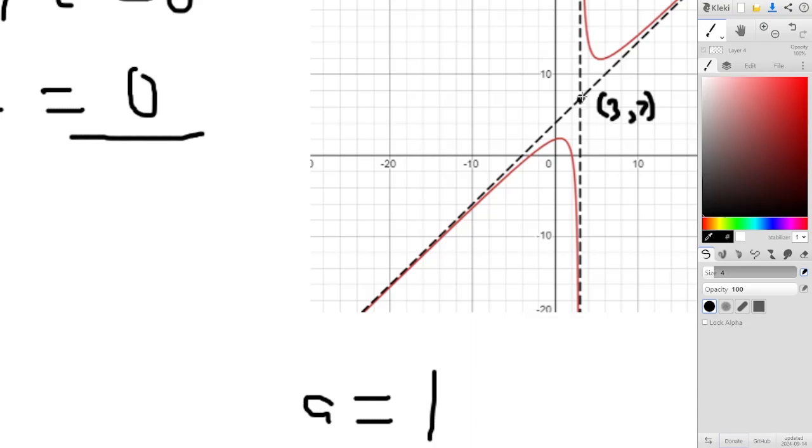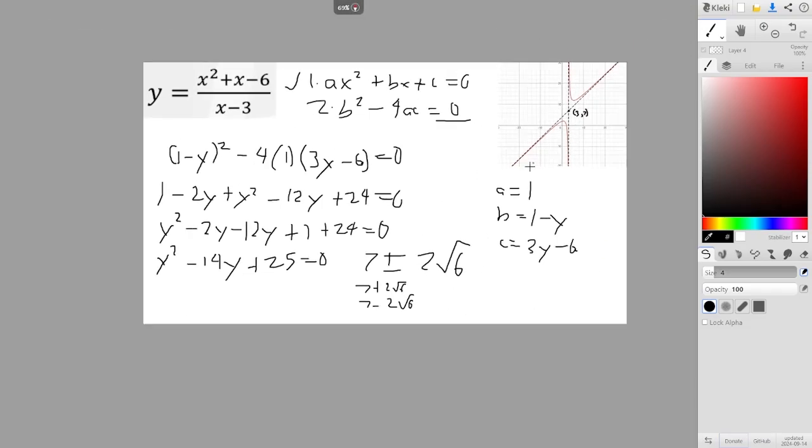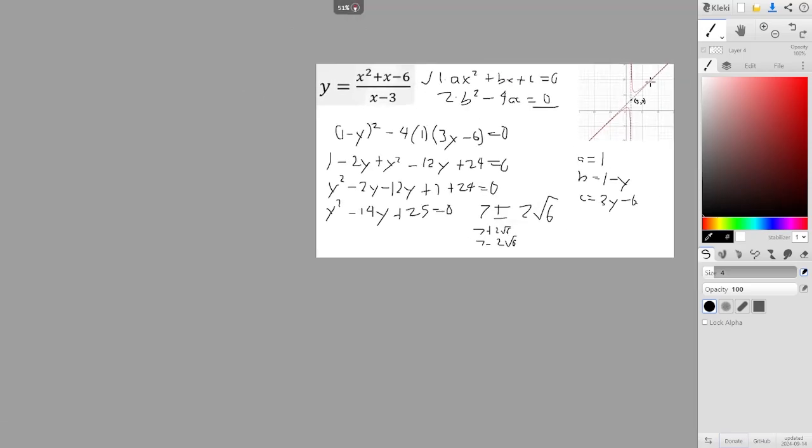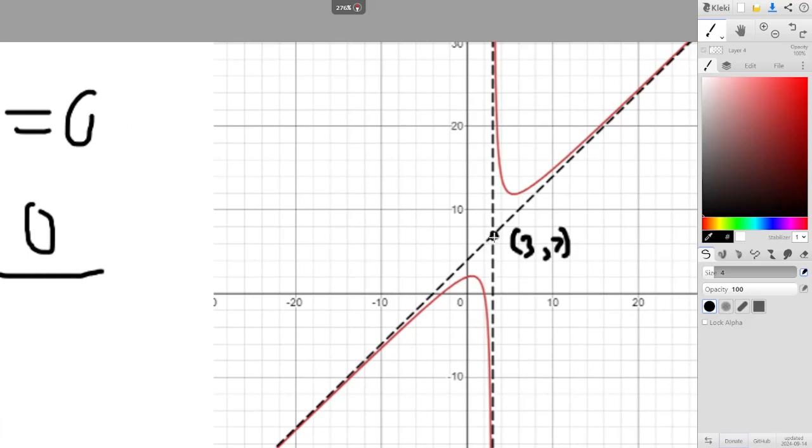So anyway, they meet at y is equal to 7. And if you notice here, we have 7 in this value. So what we can decipher here is 2 square root of 6 is like the distance from this point over here, wherein its y coordinate lies at 7. So we can say that these two values have a distance of 2 square root of 6.